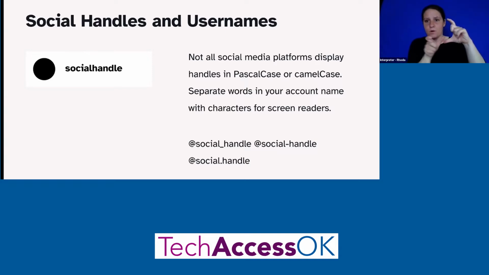In order to make it accessible, we need to separate the words in your account name with characters so that screen readers can differentiate words. Some examples are social underscore handle, social dash handle, social dot handle. It's also a good practice to make sure they're the same across all social media platforms, so a user doesn't have to remember different handles.